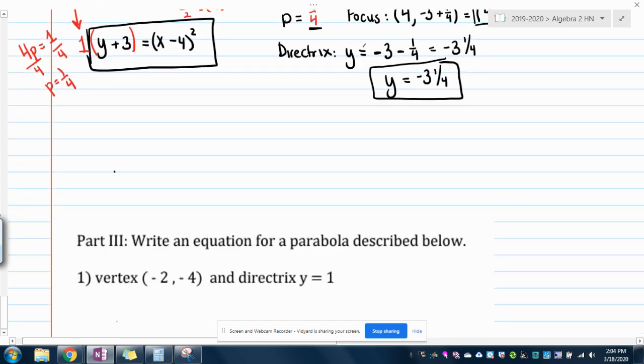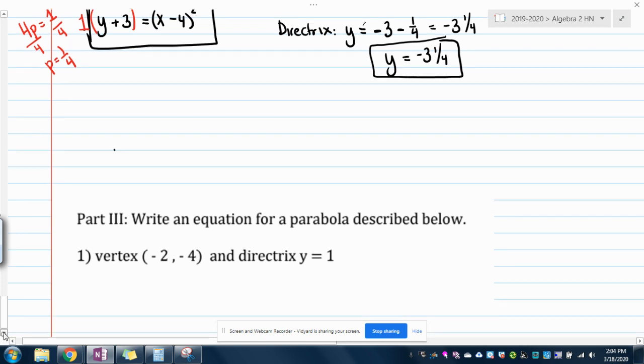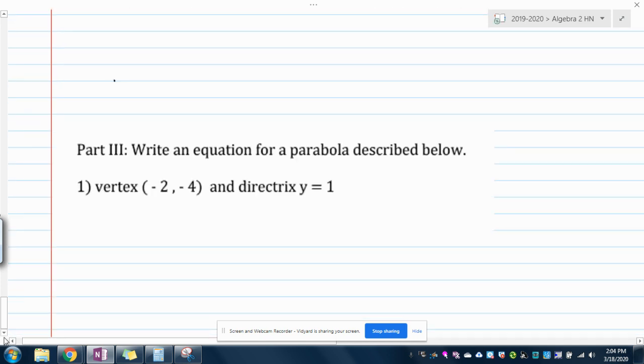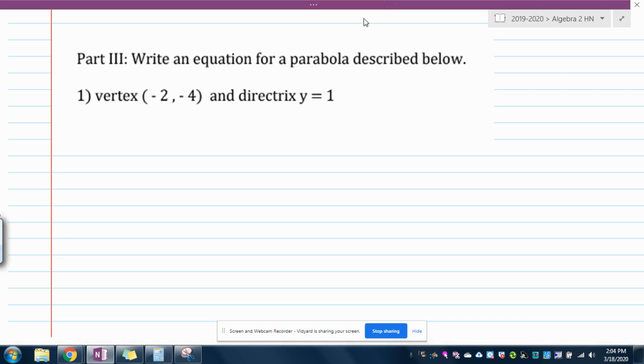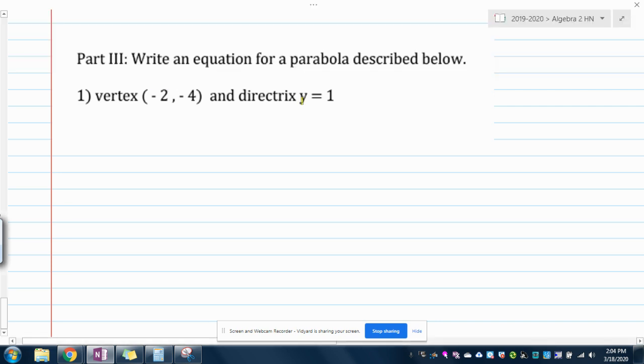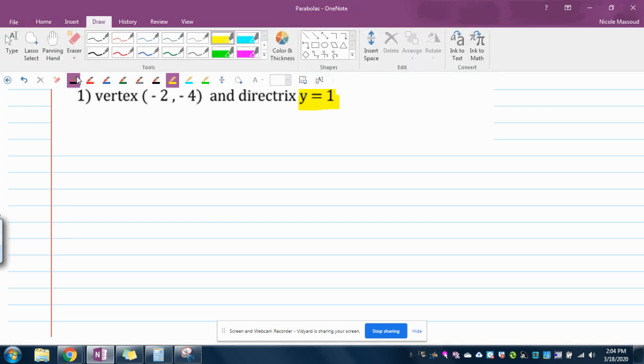All right, so let's look at this problem. This is not in the graphing. After that problem is some graphing, and then there's a problem right after, a page after that, part 3. Write an equation for the parabola described below. It tells me what the vertex is and what the directrix is. Immediately I see that the directrix is y equals, so y is going to be by itself, so I know x is going to be squared.